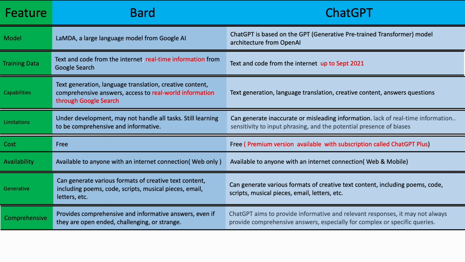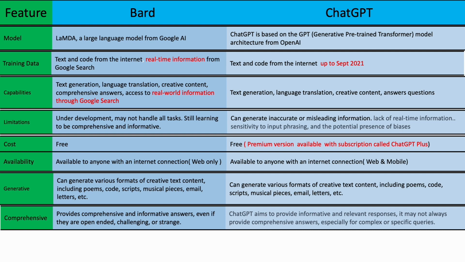And ChatGPT aims to provide information and relevant responses. It may not always provide a comprehensive answer, especially for complex, specific queries. And if you look here, Google Bard will be more comprehensive in terms of answers.